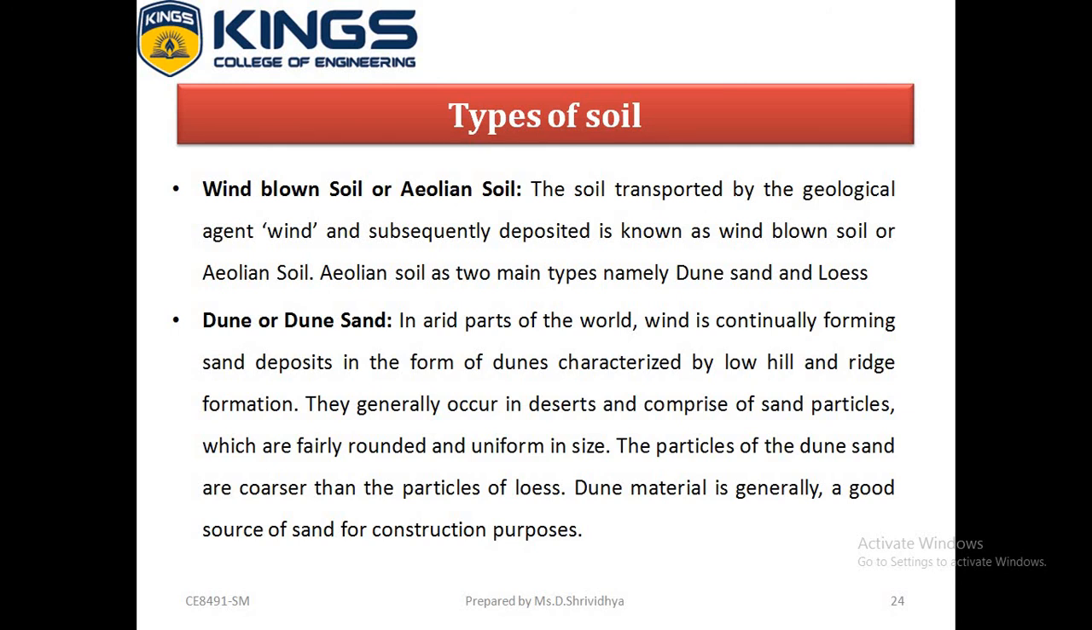Dune sand, what is that? Let me see. In arid parts of the world, wind is continually forming sand deposits in the form of dunes, characterized by low hill and ridge formation. They generally occur in deserts and comprise sand particles which are fairly rounded and uniform in size. The particles of dune sand are coarser than the particles of loess. Dune material is generally a good source of sand for construction purposes.